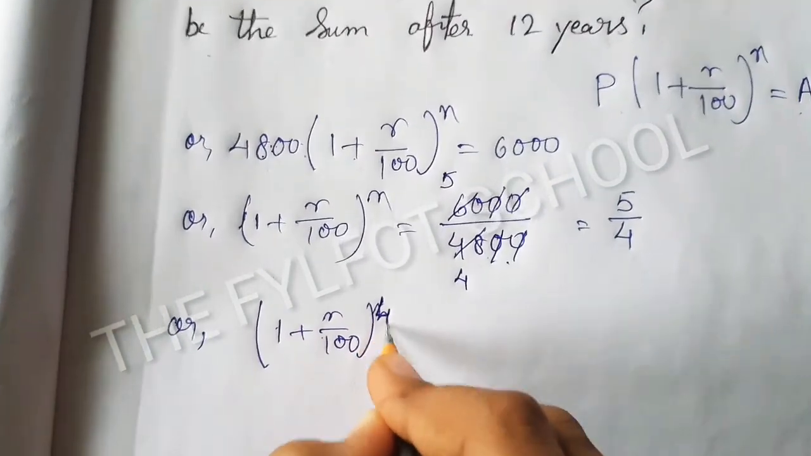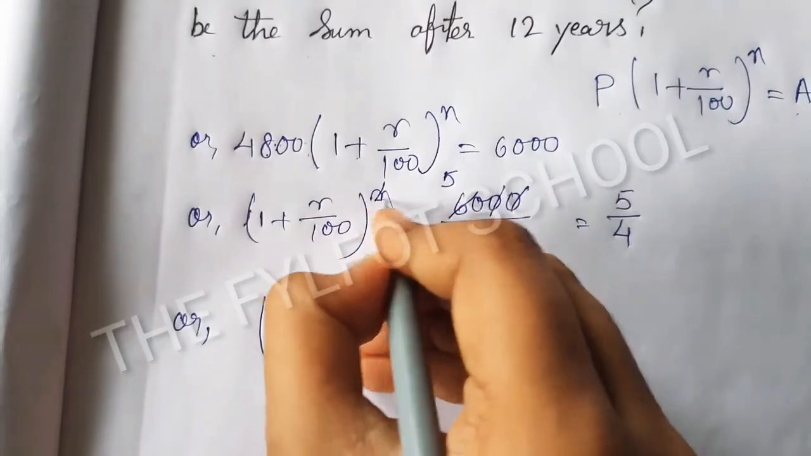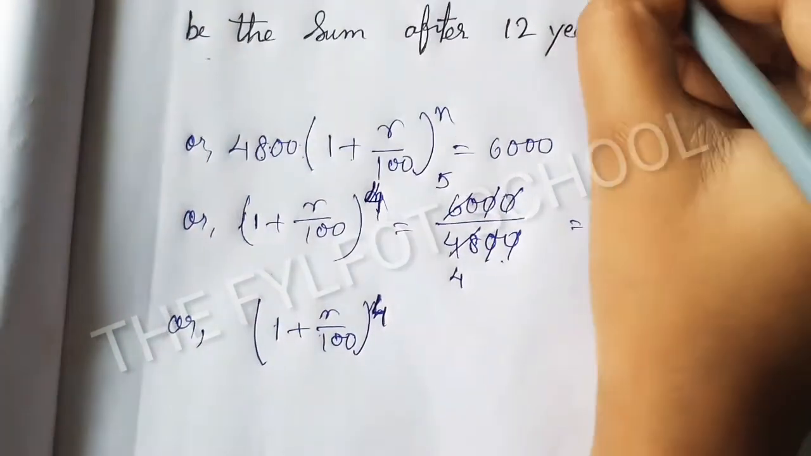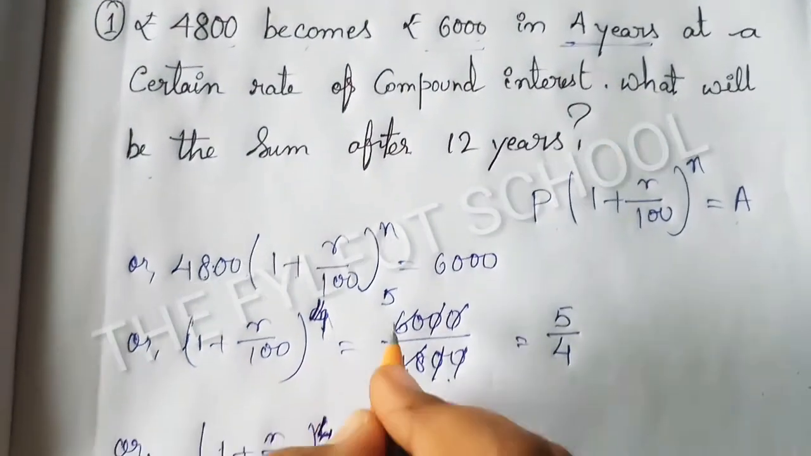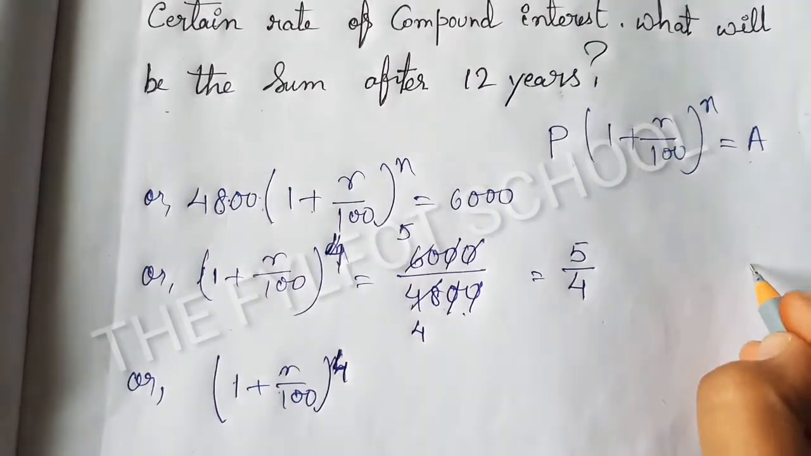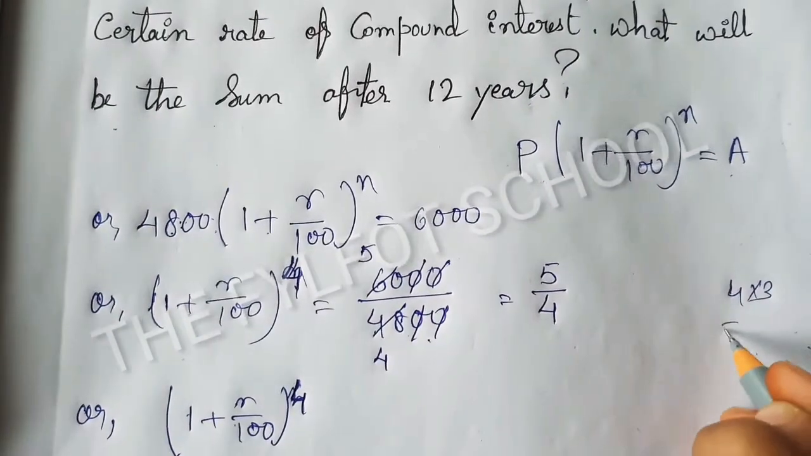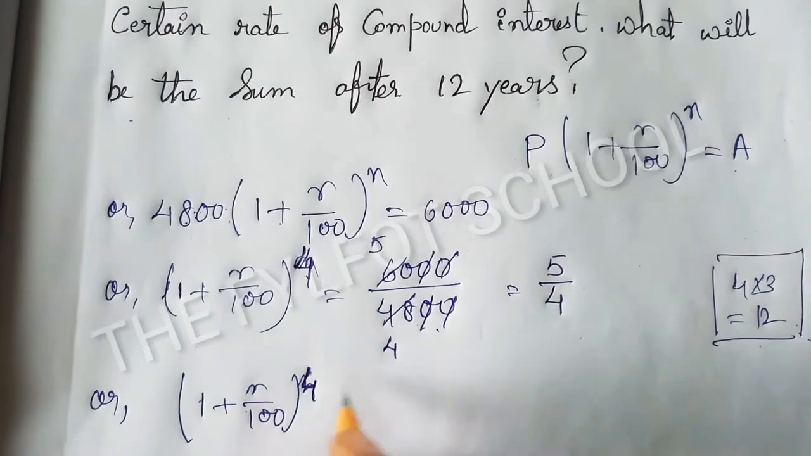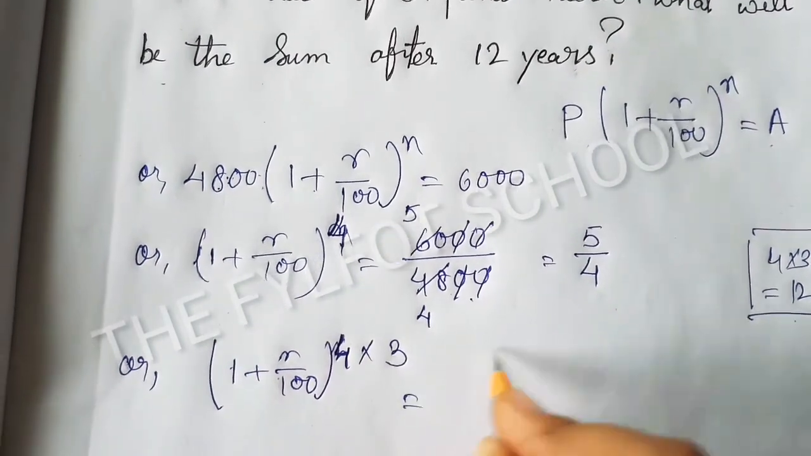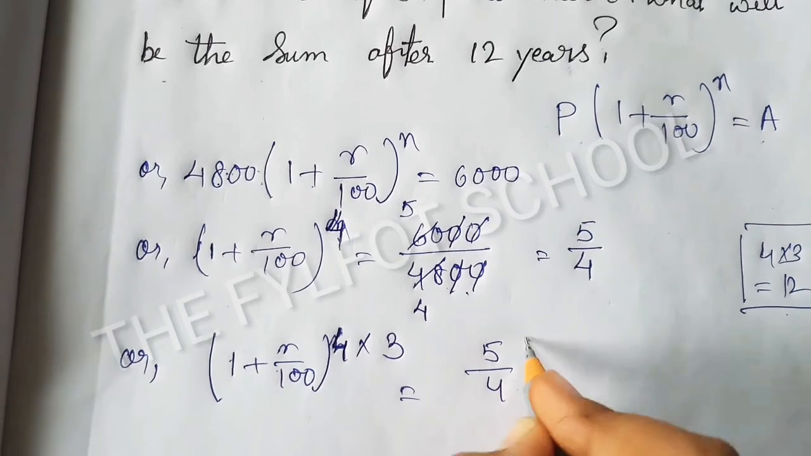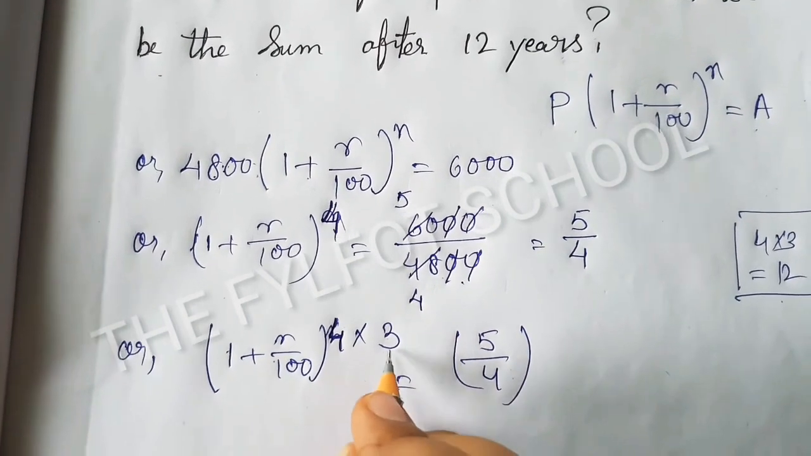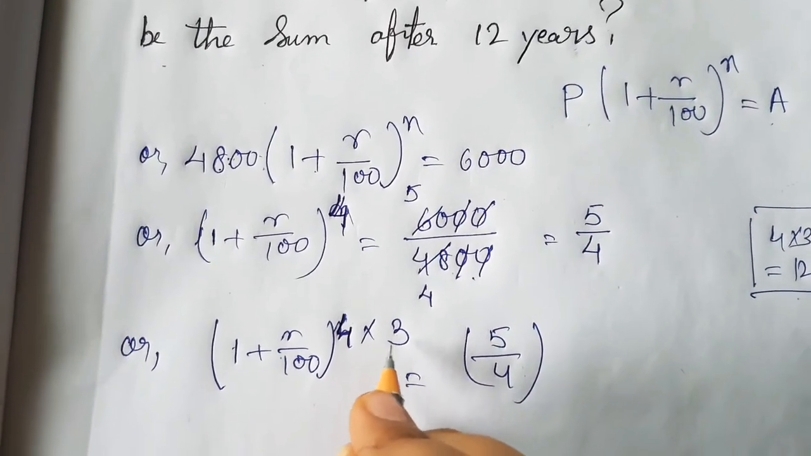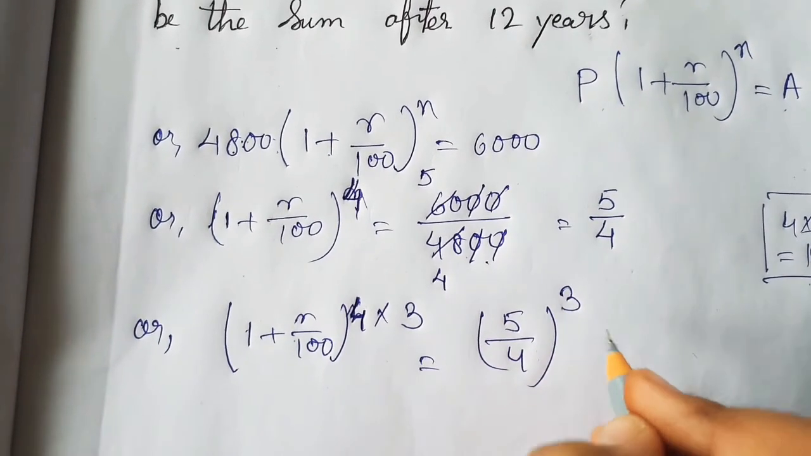Oh sorry, here will be the 4. The time is our 4, because we get our years as 4. Because of this we put 4 here. And 4 is divided into 12, so 4 into 3 equals 12. Because of this we put the 3 here. So we will keep this one. The time will be 3.